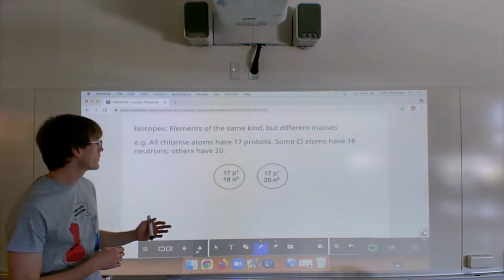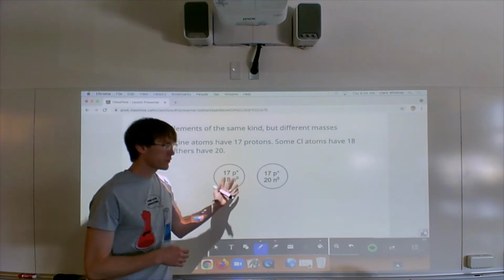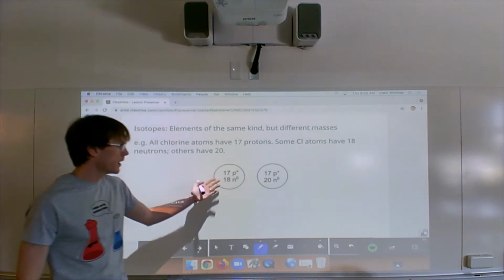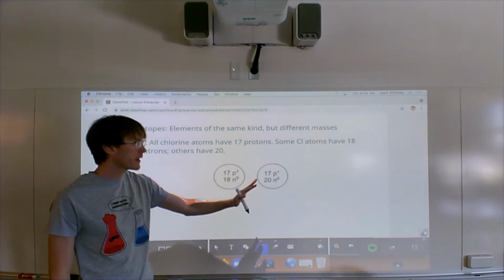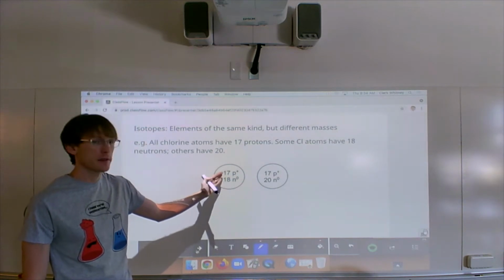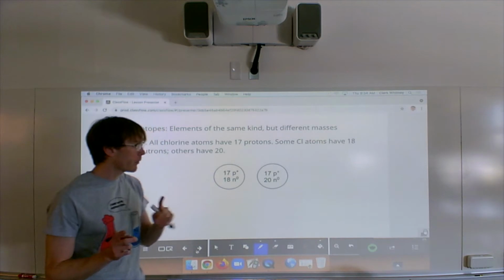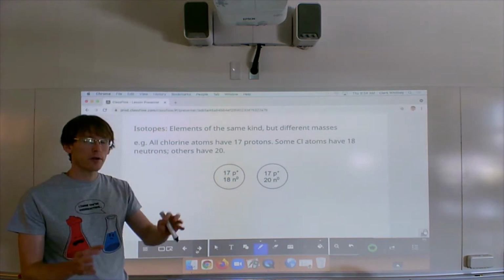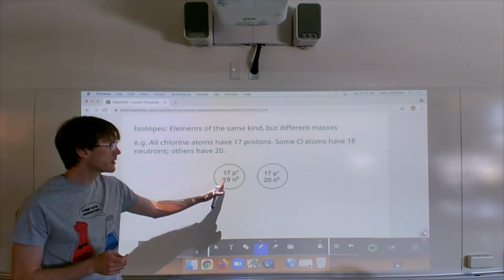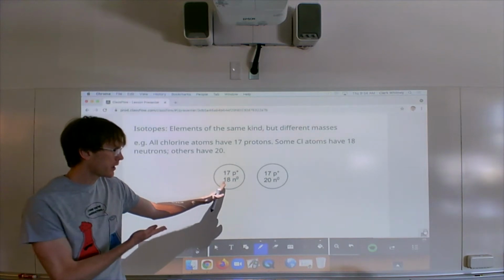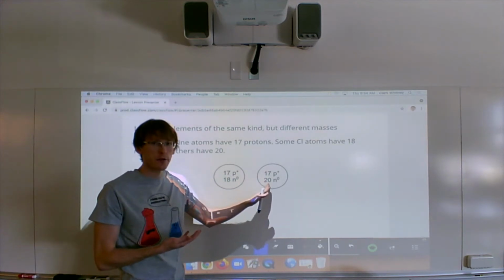So if we consider these two representations of atoms, they're both going to be chlorine, and that's simply dictated by the number of protons. They both have 17 protons, they're both chlorine atoms. However, they have different overall atomic masses because this particular isotope has 18 neutrons and this other one has 20 neutrons.